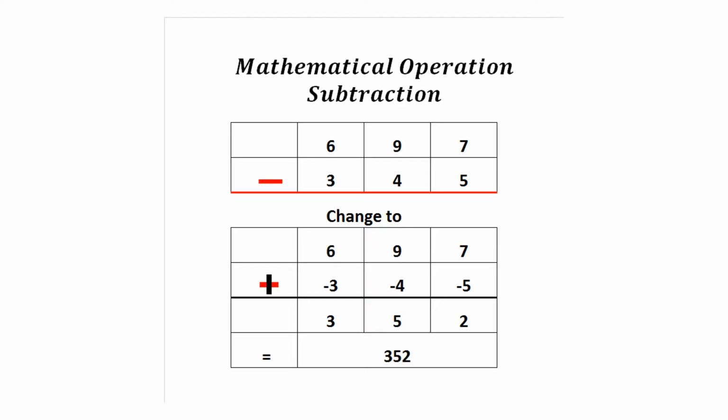The negative sign is applied to the 3, 4, and 5. The negative sign then becomes a plus sign. So now we have changed it. So if we start with the rightmost integers, 7 and -5, 7 plus a -5 is 2, 9 plus a -4 is 5, and 6 plus a -3 is 3, and our final answer is 352.